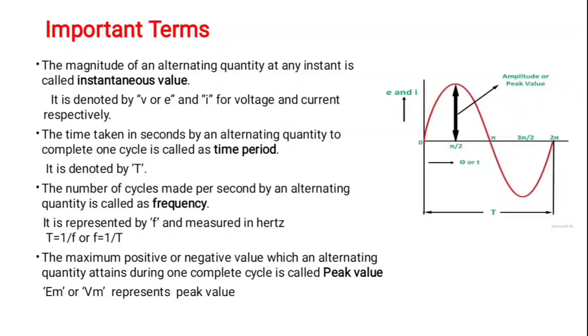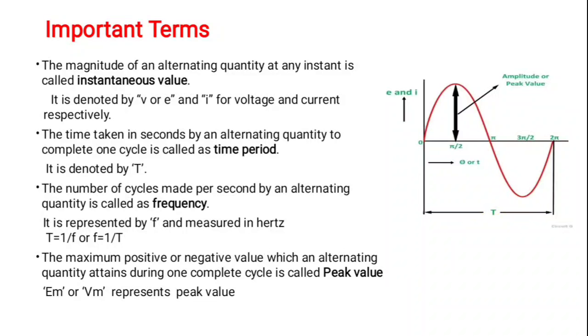The time taken by an alternating quantity to complete one complete cycle is called the time period. Let us say this is an alternating quantity, completing one particular cycle in the time period T. So T is the time taken by an alternating quantity to complete one particular cycle. This is one cycle, made of a positive half cycle and a negative half cycle. How much time it takes to complete this one full cycle, that you define as T, the time period.